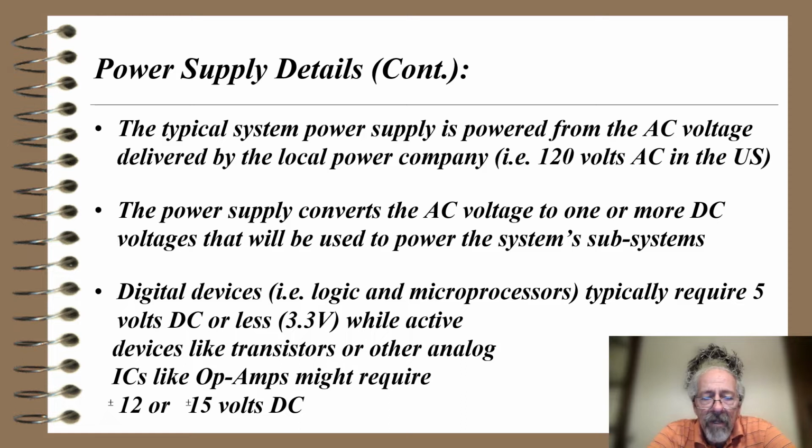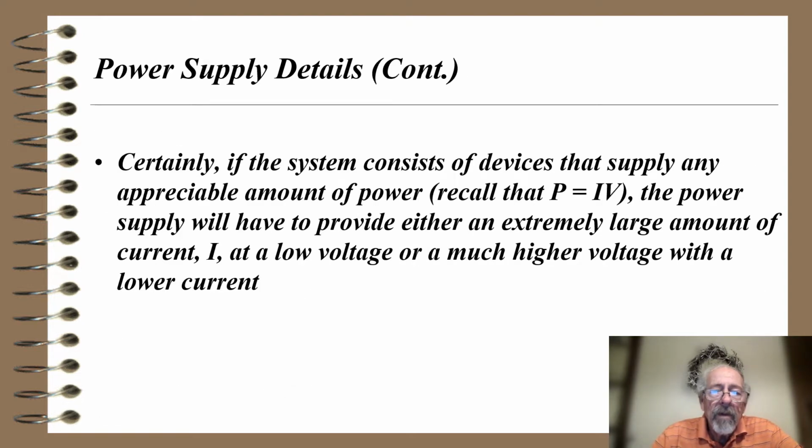Now, digital devices, things like logic and microprocessors, typically require 5 volts DC or less. Today, 3.3 is quite common. While active devices like transistors or other analog ICs like op-amps might require, say, either plus or minus 12 or plus or minus 15 volts DC. Certainly, if the system consists of devices that supply any appreciable amount of power, and recall from the last topic that power equals I times V, the power supply will have to provide either an extremely large amount of current I at a low voltage or much higher voltage with a lower current.